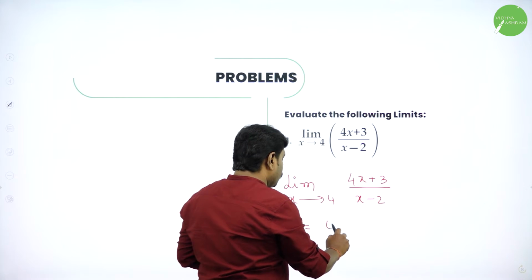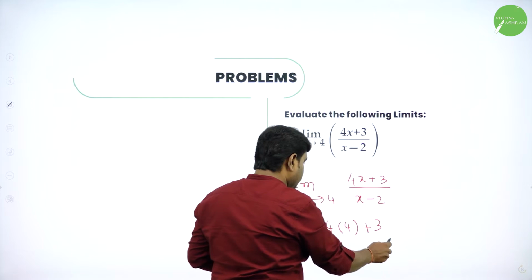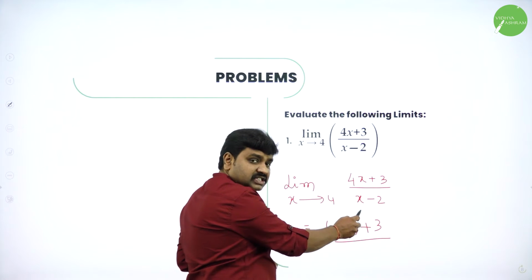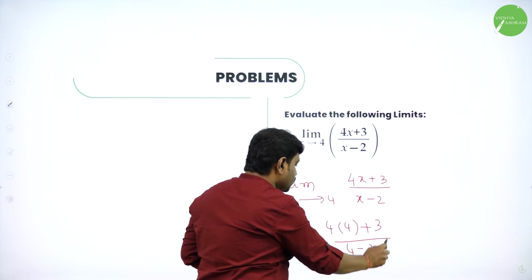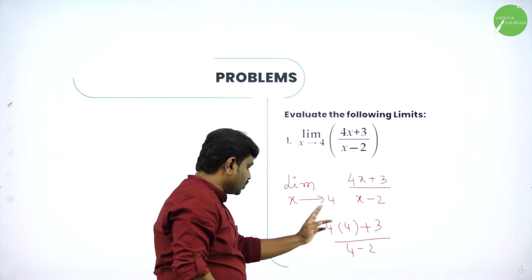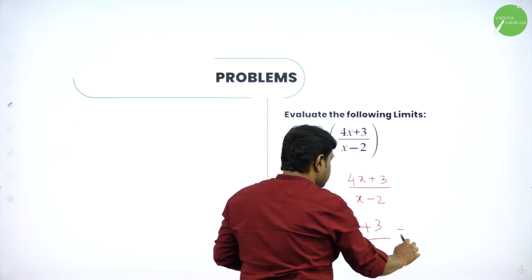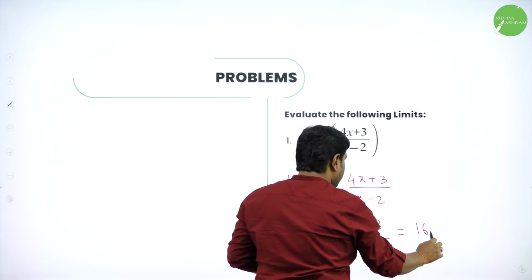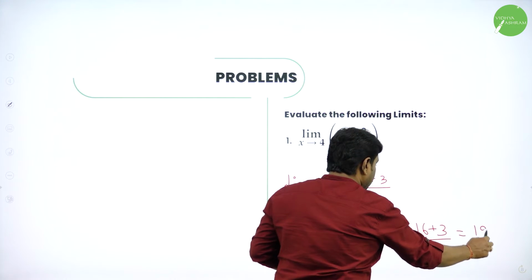If I do that, I will get 4 into, in the place of x I am putting 4, plus 3, divided by, in the denominator also I have x, wherever x is there put 4, so 4 minus 2. See, only in the place of x I substituted 4, the remaining terms will be as it is. Now simplify: 4 4s are 16 plus 3, divided by 4 minus 2 is 2. So it will become 19 by 2.